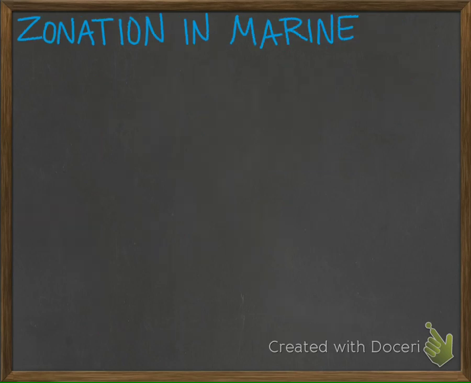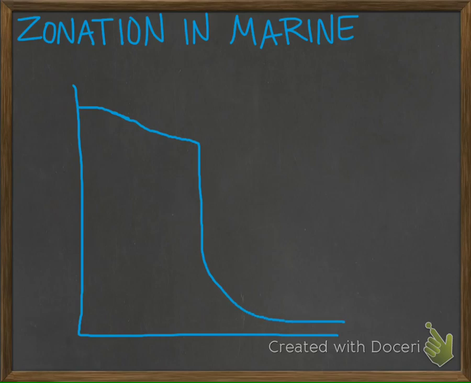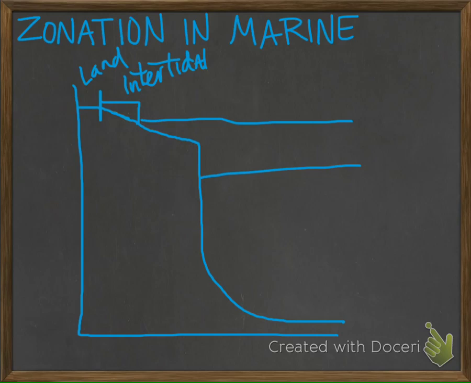Then in the marine environment, we're going to have a few things that are similar, a few things that are different. You're going to have more a zone that comes out and then down sharply. And you're going to have your land up here, right? And then you're going to have a small zone that is the intertidal zone. This is the area that will be covered with water during high tide, but uncovered during low tide. And then you have, again, your photic and aphotic, just like before. And benthic is like before.